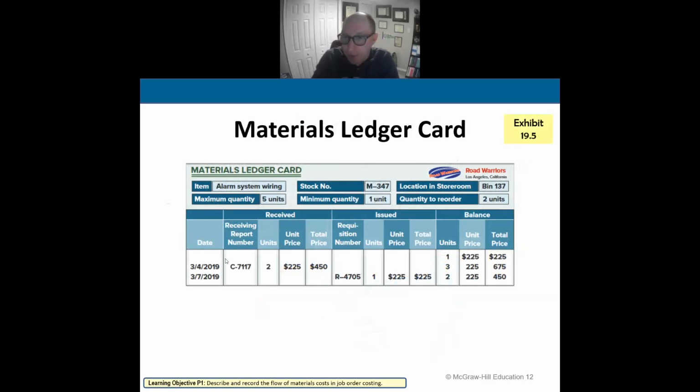So here's an example of that raw materials ledger card I was just talking about. We purchased some raw materials from our supplier, so it was received, 2 units of it. We issued 1 unit of the 2 for a specific job, and we can also track the balances. This is an example of that requisition card.